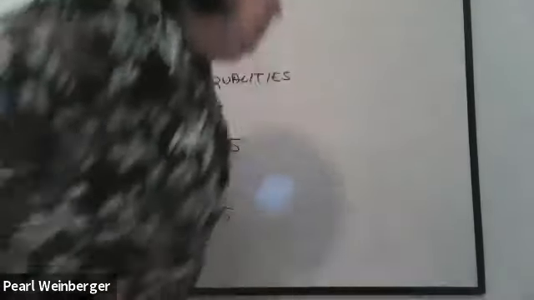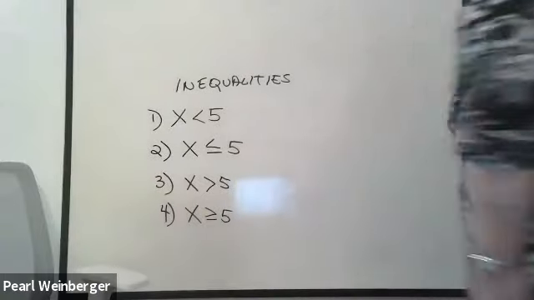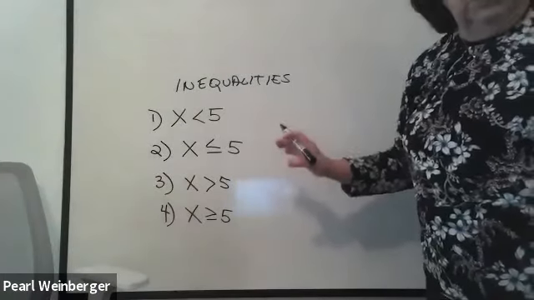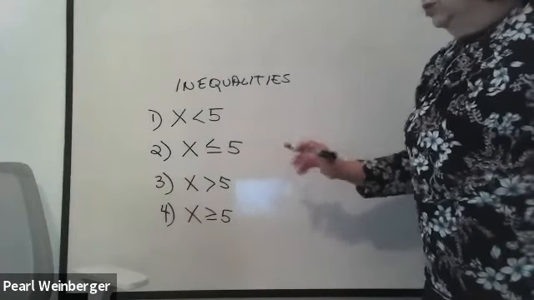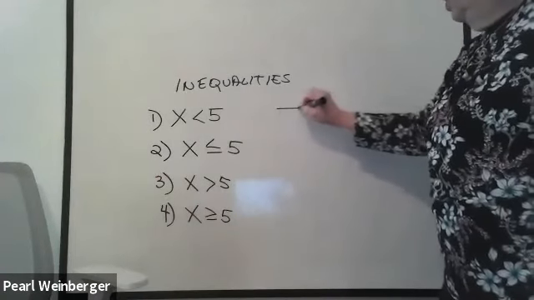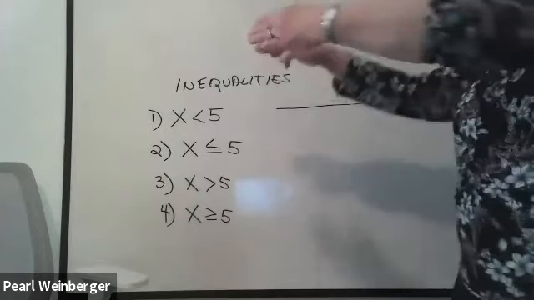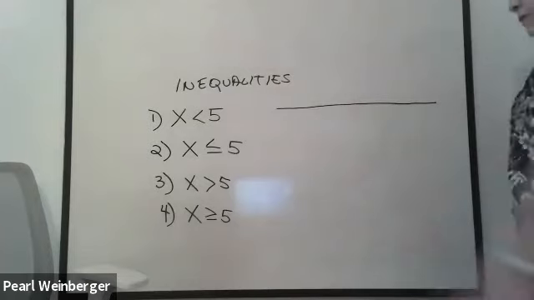Now, one of the things that we do is we show what the inequality looks like on a number line. A number line could simply be a horizontal line, in other words, one going from left to right.